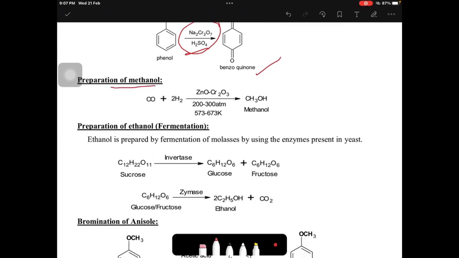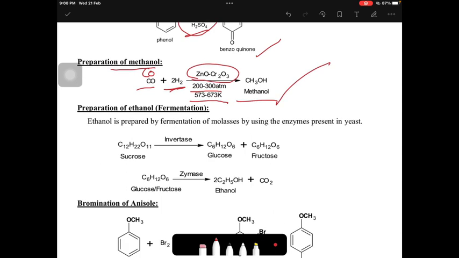Preparation of methanol. When carbon monoxide, CO, reacts with hydrogen in the presence of ZnO and Cr2O3 at 200 to 300 atmospheric pressure and 573 to 673 kelvins temperature, it forms methanol.